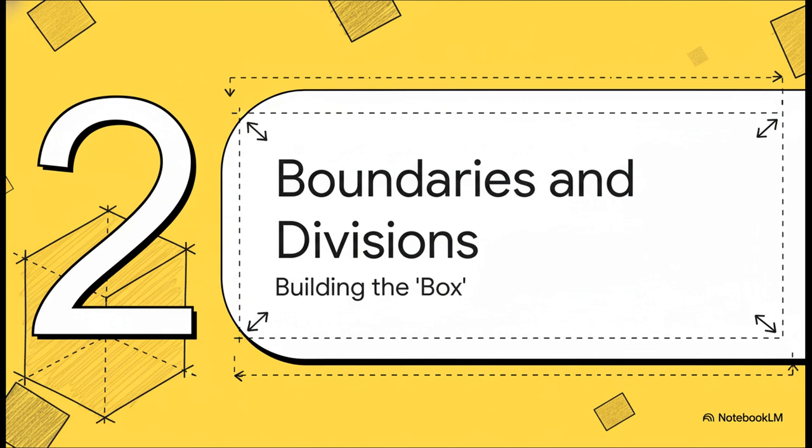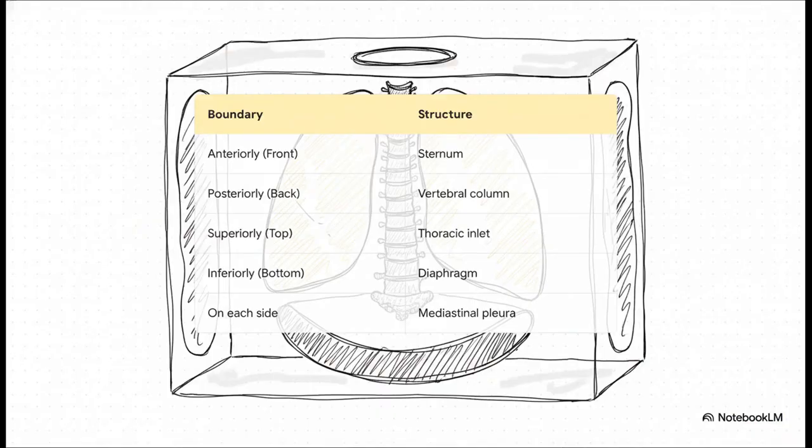So let's go ahead and build that box by defining its walls, its floor, and its ceiling. Okay, so here are the walls of our box. The front wall is your sternum, or breastbone. The back wall is your spine, the vertebral column. The floor is the diaphragm, and the ceiling is what we call the thoracic inlet. That's just the opening at the very top of your chest. Then, on either side, it's walled off by the lining of the lungs, the mediastinal pleura. There, now its location is perfectly defined.